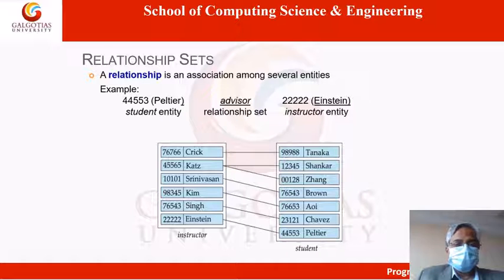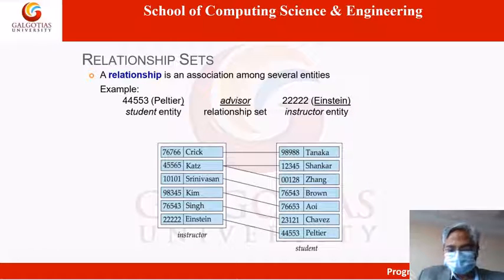Although we will learn that the relationship is denoted by something else, for simplicity here we are saying that these lines denote the relationship. And which relationship? The advisor relationship. Some instructors are advisors to some students. Okay?